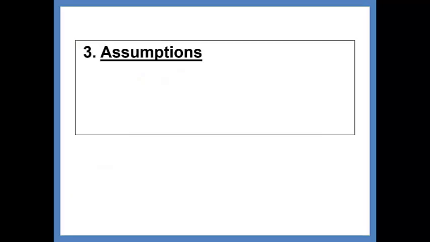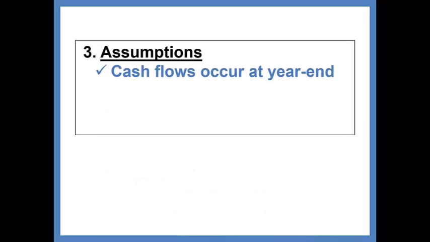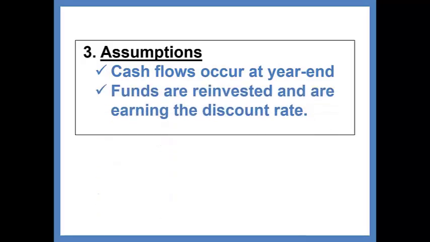Net present value does make some significant assumptions. The first one is that the cash flows occur at year end, so whatever cash flows you get, they occur at the end of the year each year. Then you also assume that the funds are reinvested and are earning the discount rate.